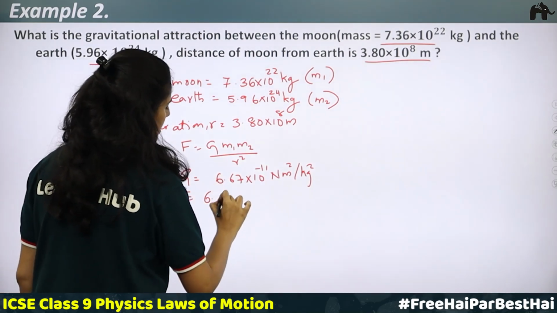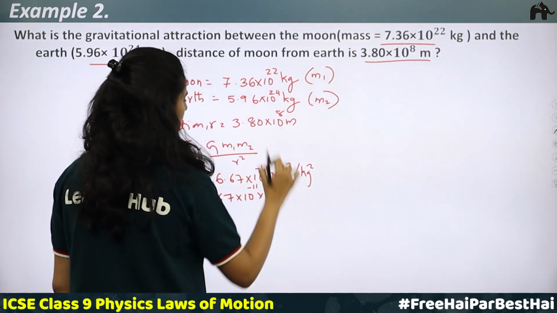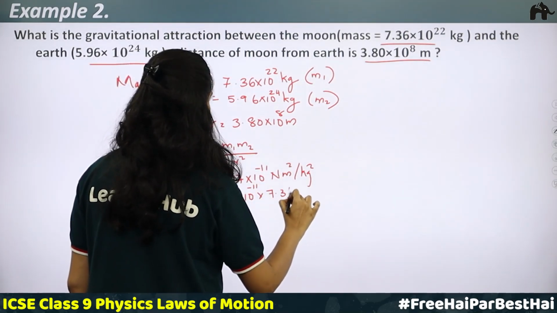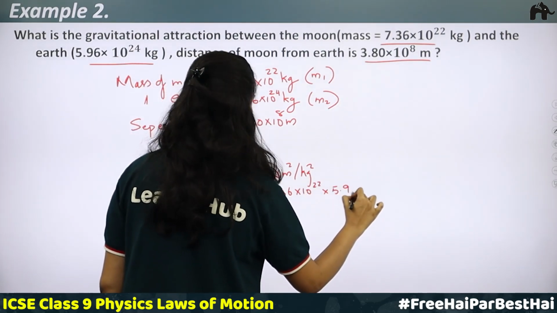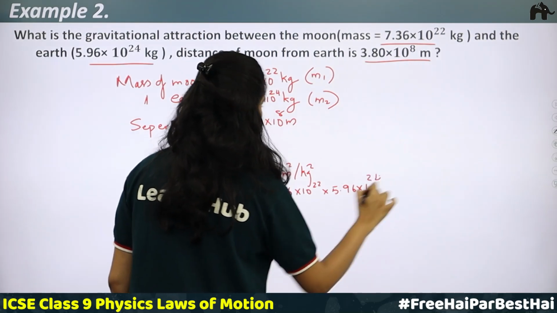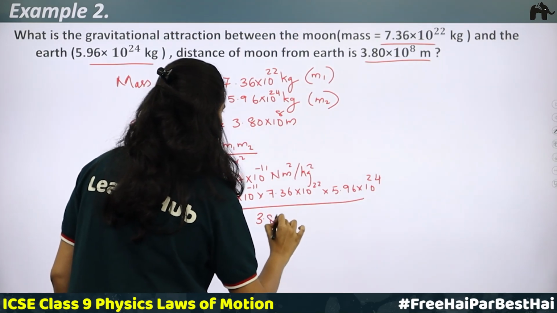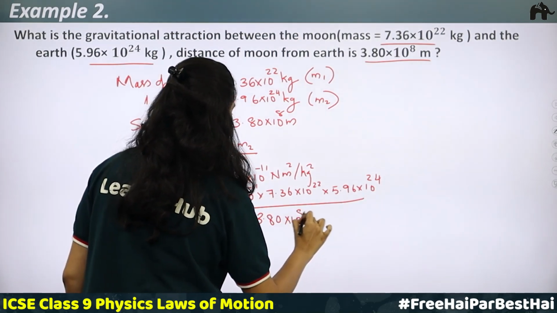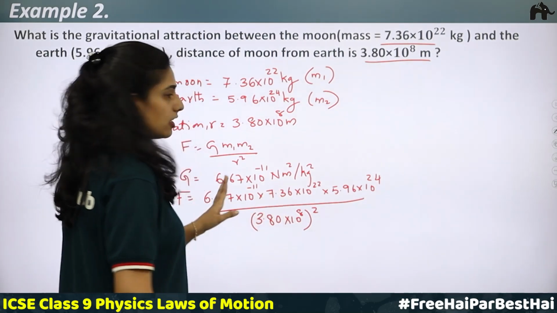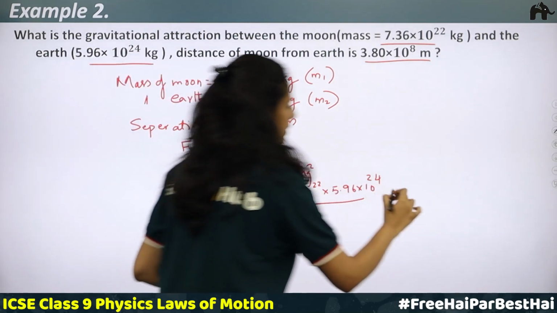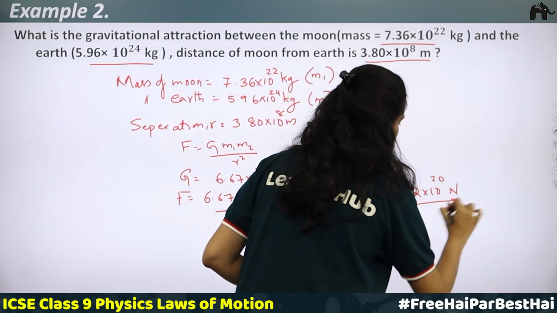F is equal to 6.67 into 10 raised to minus 11 into M1 is 7.36 into 10 raised to 22 into 5.96 into 10 raised to 24 divided by r square, that is 3.80 into 10 raised to 8 whole square. So when you calculate this, use your calculators and find, you will be getting the value 2 into 10 raised to 20 newtons.